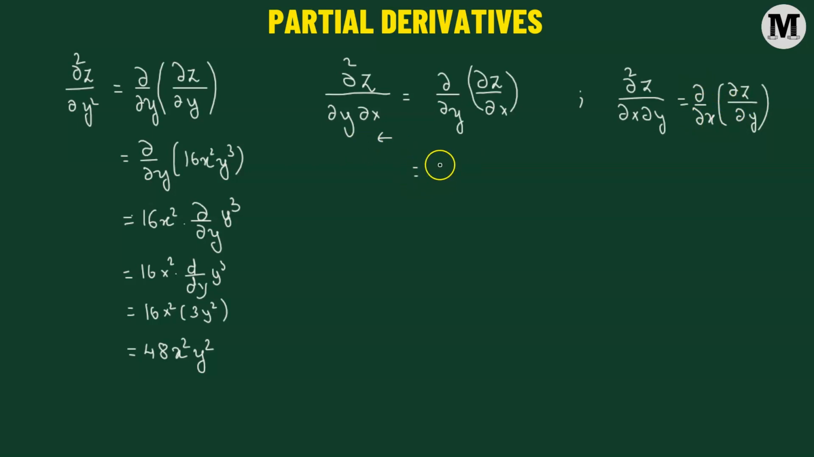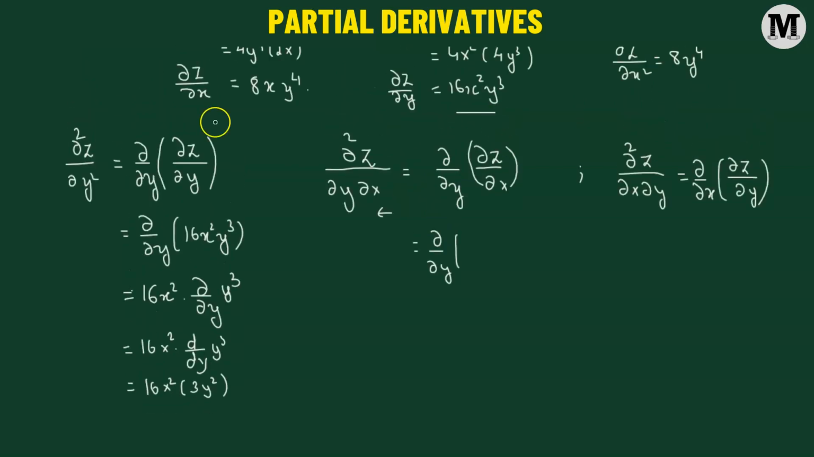Okay, let us begin. Now we have partial with respect to y of the partial of z with respect to x. We have this value: 8xy raised to the power of 4. We're taking the partial derivative with respect to y, so 8x is treated as a constant. It gets multiplied by the ordinary derivative with respect to y of y raised to the power of 4, which is 4y cubed. So we have 8 times 4, that's 32. We have 32xy cubed.